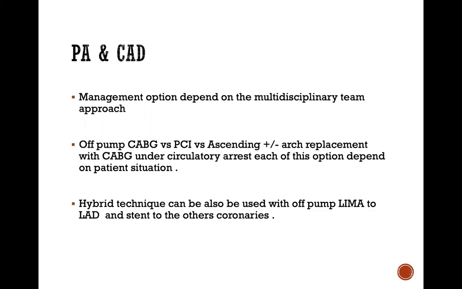So let's speak now about the porcelain aorta and coronary artery disease. Management options usually depend on a multidisciplinary team approach, especially if this is discovered pre-op. So either you can do off-pump CABG versus PCI, or a combined hybrid procedure. Sometimes you need to go for ascending plus or minus arch replacement with CABG and circulatory arrest. Each of these options depends on the patient's situation, but it is very dramatic and extreme to go for ascending plus or minus arch, especially if you only have CABG.